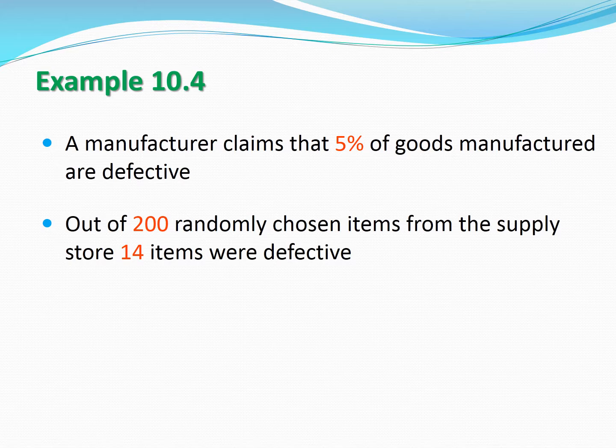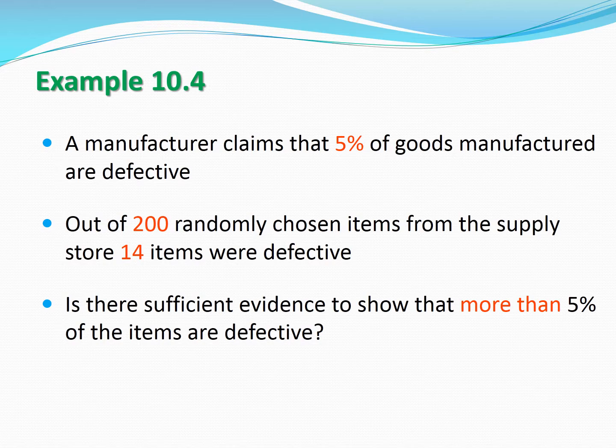Then from the sample data they tell you that 14 of the items were defective out of 200 randomly chosen items. So x is going to be 14 and our sample size n will be 200. And then they want to know, is there sufficient evidence to show that more than 5% of the items are defective? So in the alternative hypothesis, we are going to test a right-sided alternative hypothesis, so our sign is going to be greater than. And then they tell you that the significance level is 0.1.